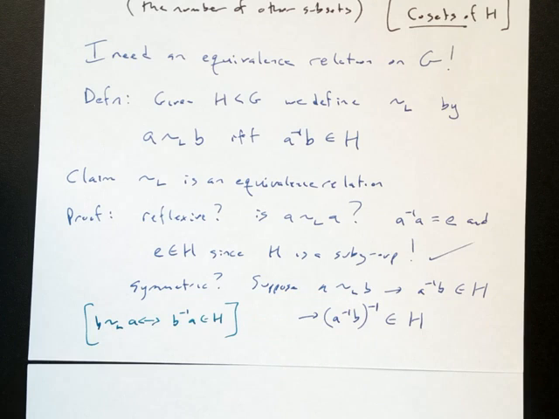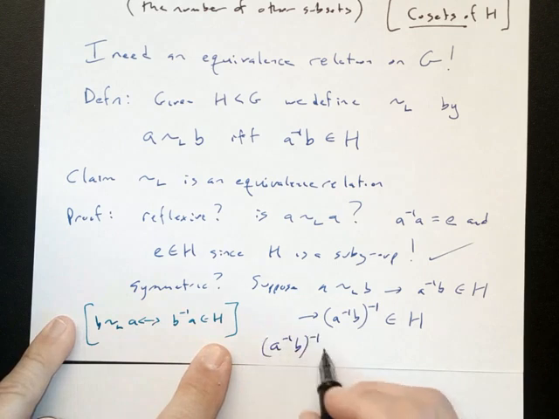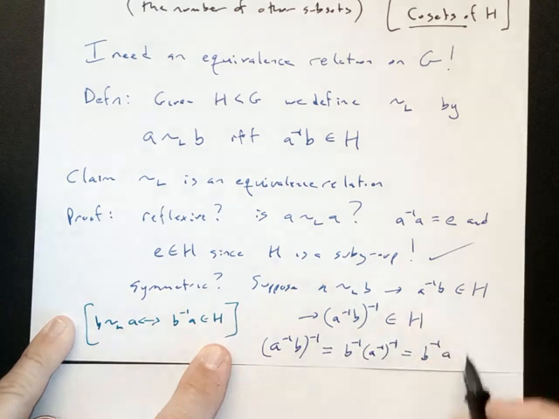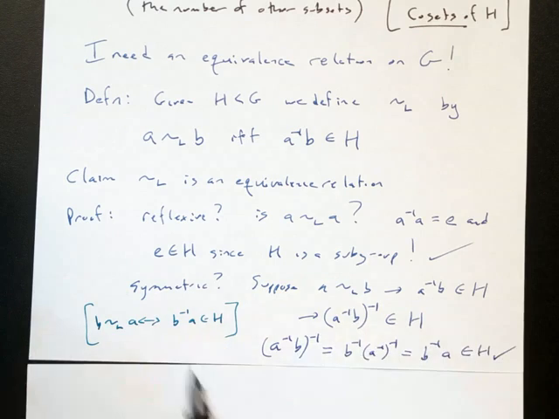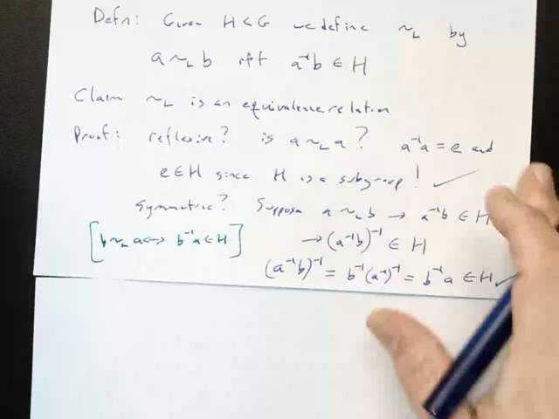What happens when you do the inverse of a product? Linear people, you should have seen this there too. It reverses the order. I take the inverse of each piece and I reverse the order. A inverse B, all inversed, is B inverse A inverse inverse, which is B inverse A. And I know that's in H, which means that B is left related to A. Sneaky, it worked. Reflexive, yes. Symmetric, yes. What's next?